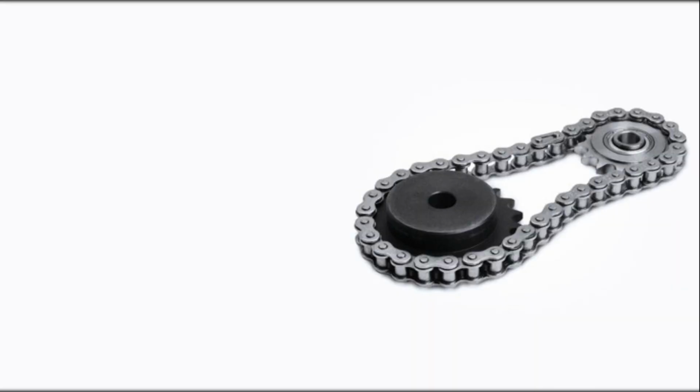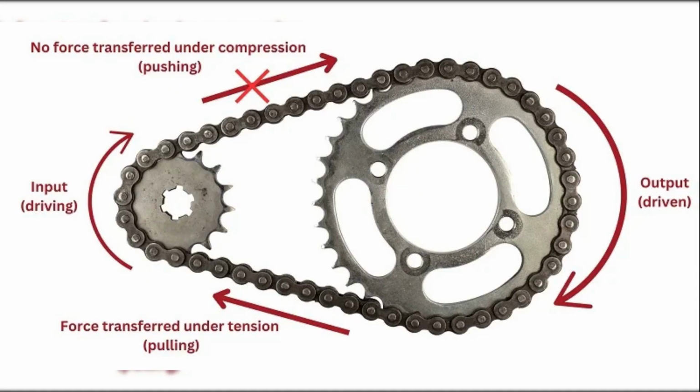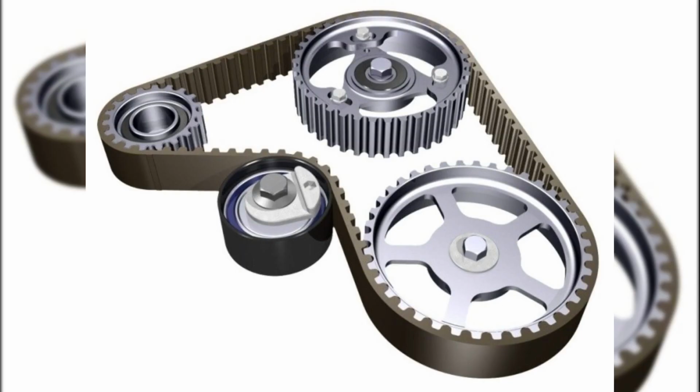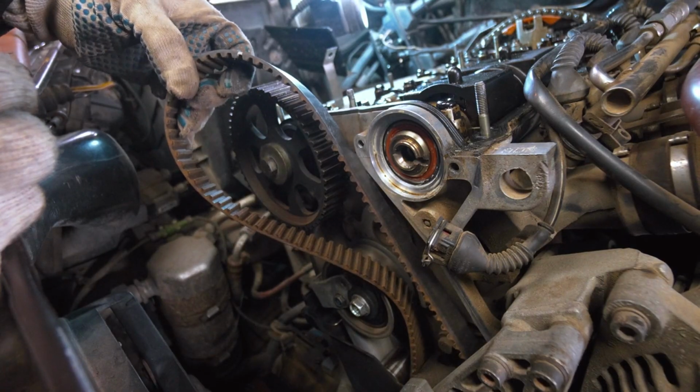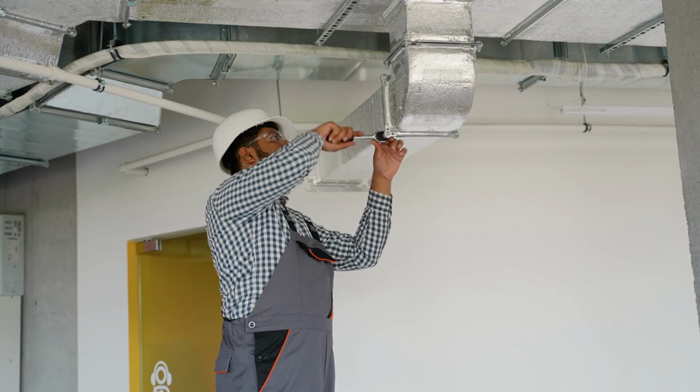Another common solution is the chain drive. Instead of direct gear contact, a chain connects two sprockets. This allows power to be transmitted over a distance. The most familiar example is a bicycle. When you pedal, the chain transfers energy from the front sprocket to the rear wheel. Similarly, belt drives use flexible belts instead of chains. These systems are quieter and can absorb vibrations, but they may slip under high loads. Belt drives are commonly used in car engines, timing belts, household appliances, ventilation systems.